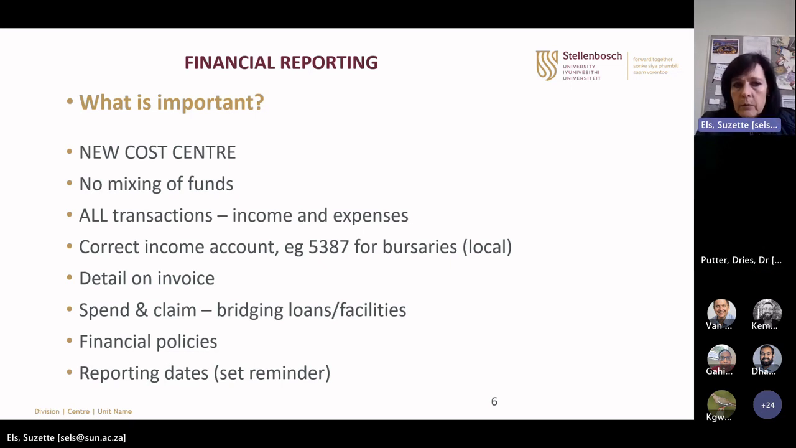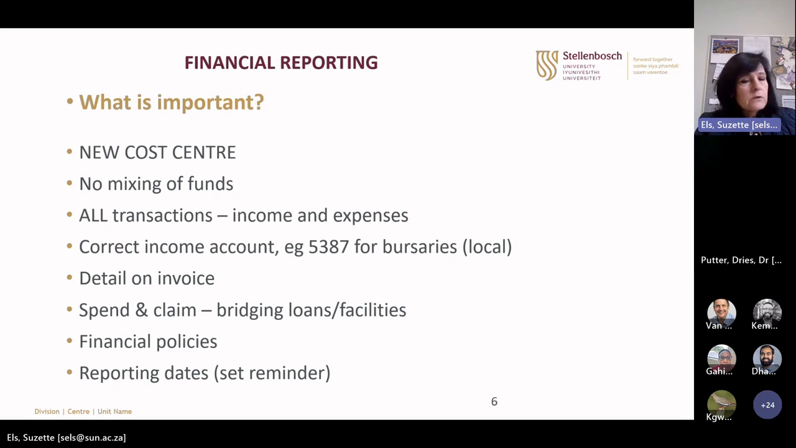As I said, in this case, if it's a spend and claim, remember, there's the option of a bridging loan between cost centers. There's an option to apply for facilities where you need the dean's approval in terms of a contract that's already in place.